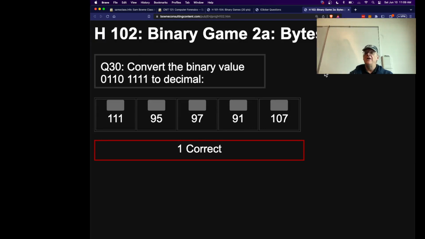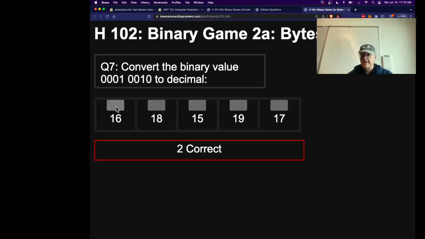Yep, 111, because this is 128, there are none of them, but there's a 64 and a 32, so this much is 96, and this is 15. So 96 plus 15 is 111. How about that one? 18, right? Because this is 128, 64, 32, 16. That's 16, and this is 2, so it's 18.